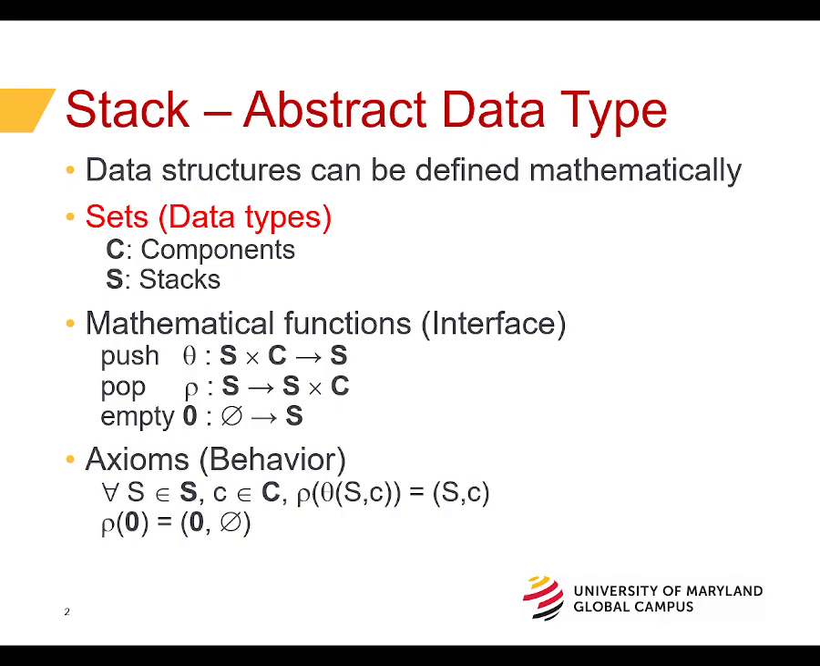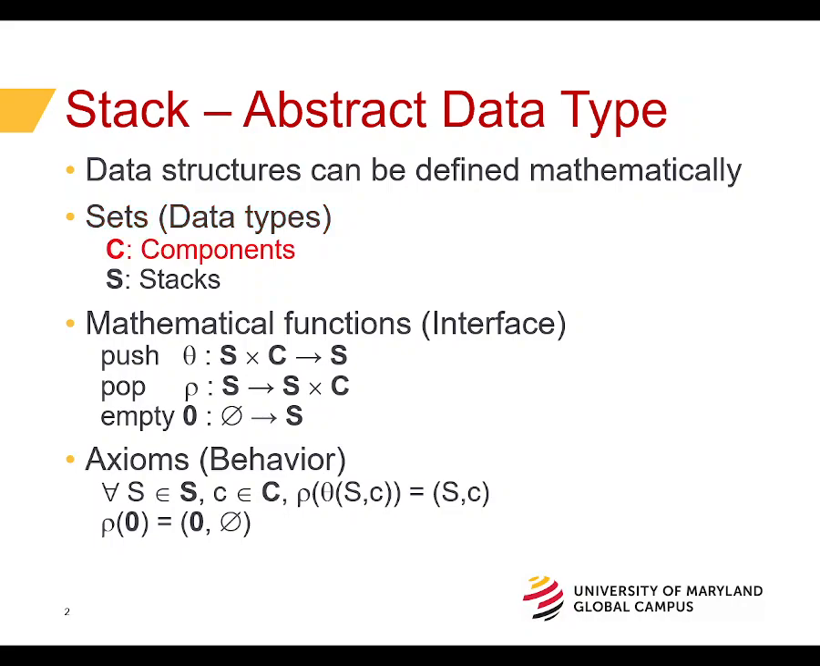Recall that the abstract components of a data structure include the interface and the behavior. So let's start with the interface. It requires defining the operations, but before we can describe them, we must begin with the associated data types, or viewing them mathematically, the sets that are involved.